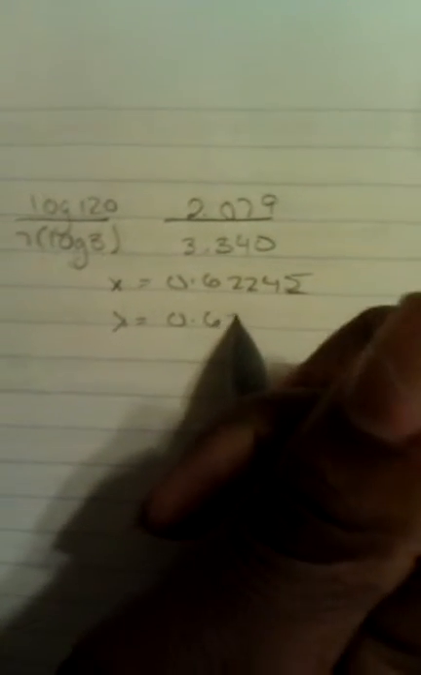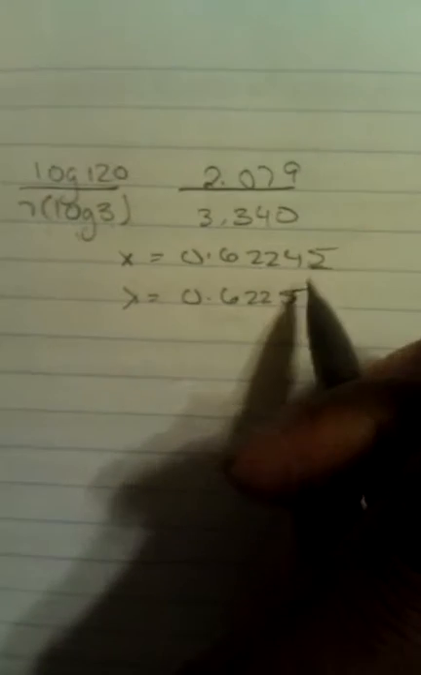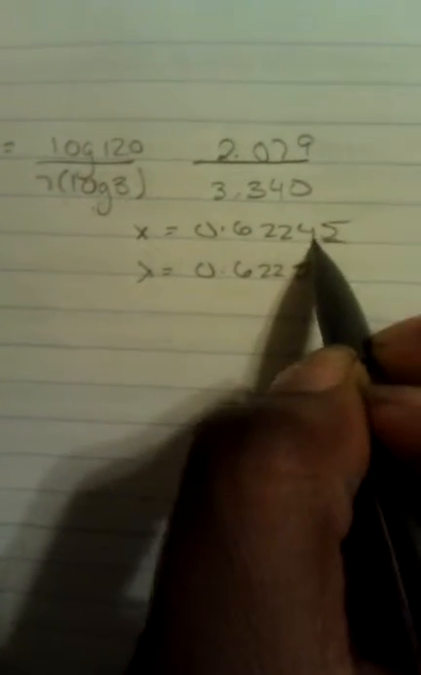Our x equals 0.62245. But in the math book, it wants us to round to the nearest ten-thousandth. So since we have a 5 here, our right answer would just be x equals 0.6225, because the 5 bumps up our 4 to a 5. And that's how we solve our exponential equation.